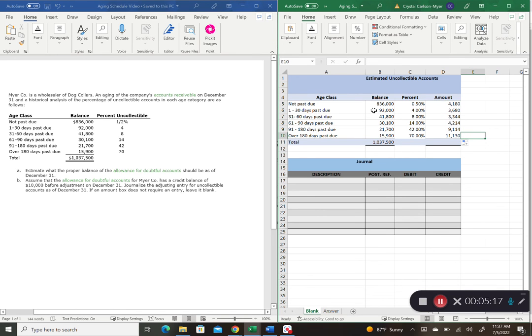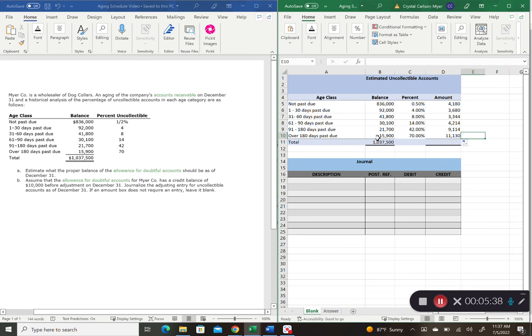So it's the 92,000 times 4% gives you 3,680. If you do this as a decimal, 4% is 0.04. 31 to 60 days past due is the 41,800 multiplied by 8% that we're deeming to be uncollectible, which gives you the 3,344, and so on and so forth until you get to the over 180 days past due.